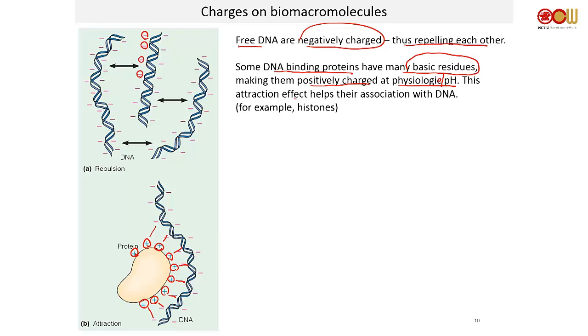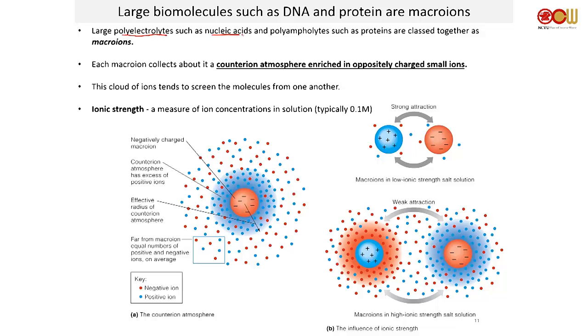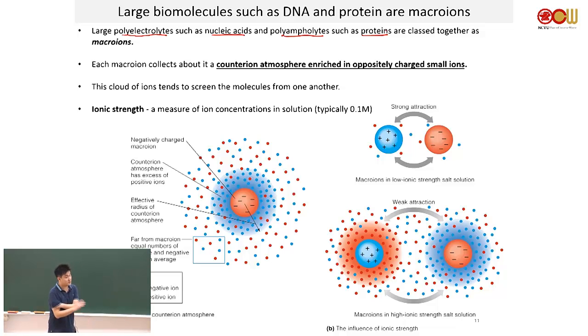This attraction helps their association with DNA, and you have heard about histone proteins. Histone proteins a lot of times have quite many positive charges on them so that they can interact with DNA. This is something that we actually see a lot. These are large polyelectrolytes, such as nucleic acids, or polyampholytes, such as proteins. Now, notice the difference between the terms. Nucleic acids are polyelectrolytes, whereas proteins are polyampholytes. Remember, ampholytes are molecules that can have both acidic and basic residues. But DNA doesn't have that as much. It's primarily negatively charged, so we just call it a polyelectrolyte.